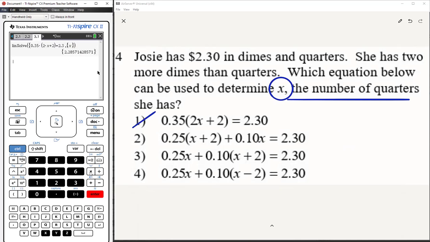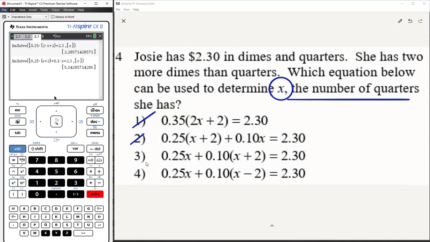So now I'm going to do the same thing. I'm going to do menu 32 one more time. Press enter, and then I'm going to put in 25 cents times (x plus 2), and then plus 10 cents x equals 230. And then I press enter, and again I get 5.14. So this means that x can't be 5.14. You can't have 0.14 of a quarter, right? So I'm crossing that one off.